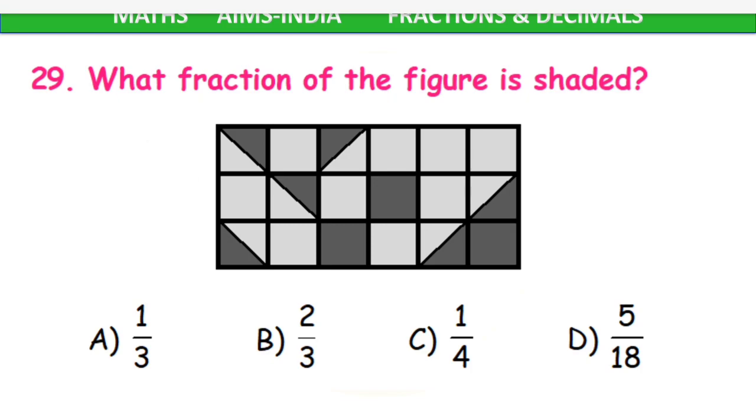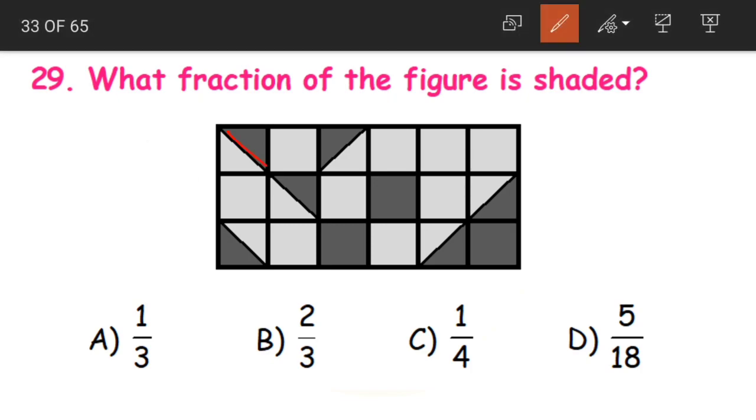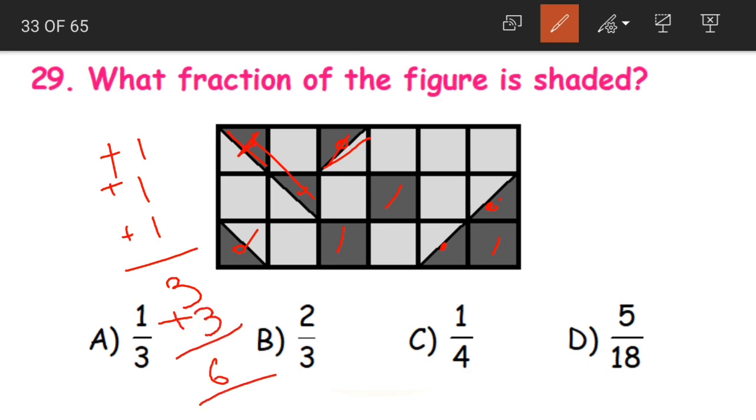Next question 29. Which fraction of the figure is shaded? If you look at this, here again half blocks are shaded. So we'll consider these two as 1, then these two as another 1, then these two as 1. What are the half shaded blocks? We are having 3. And again we are having 1, 2, 3. 3 fully shaded blocks. So 3 plus 3 becomes 6. In total we are having 6 fully shaded blocks. Understood children till now?